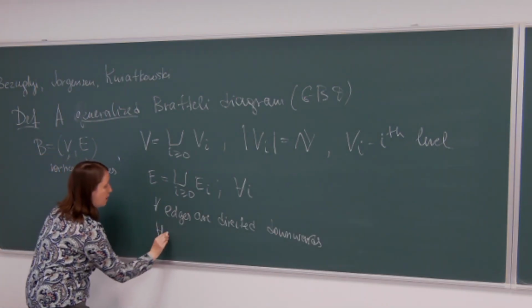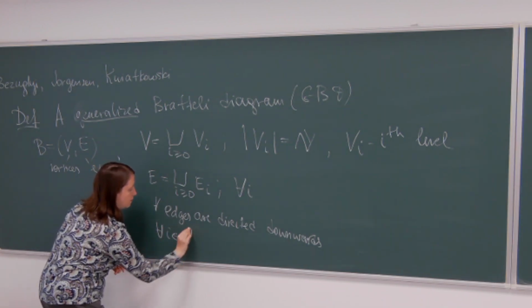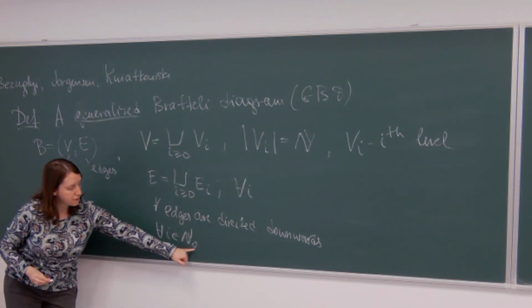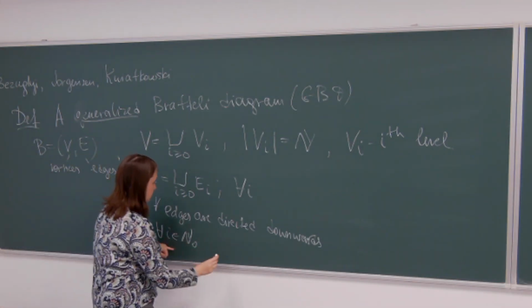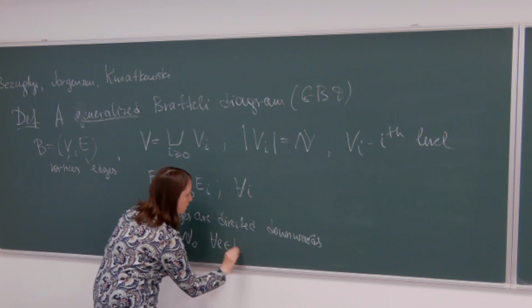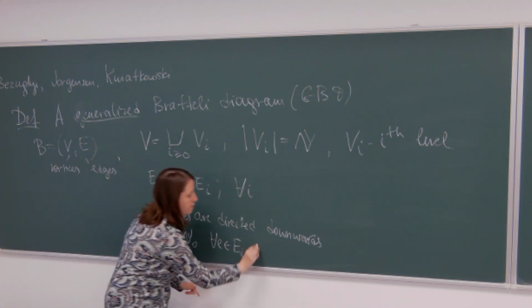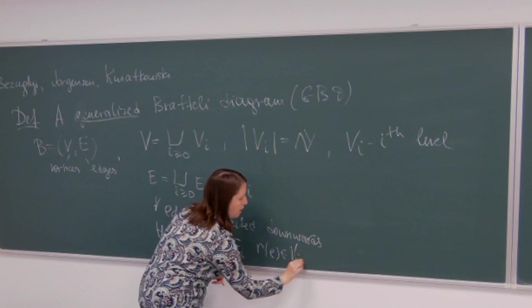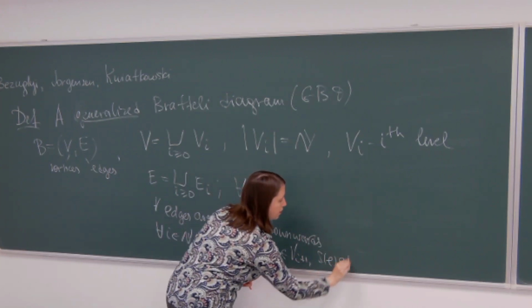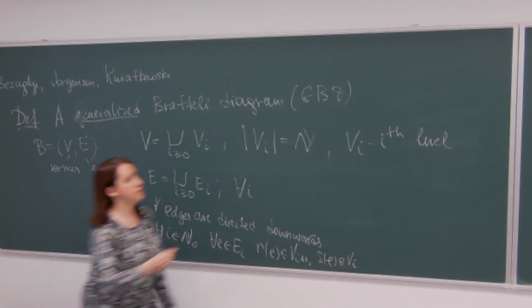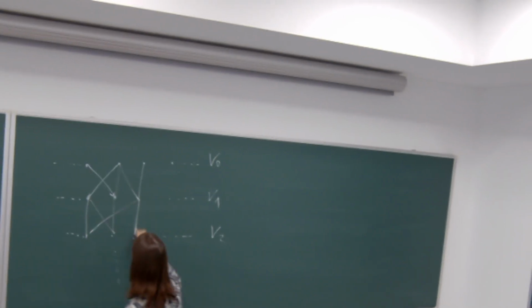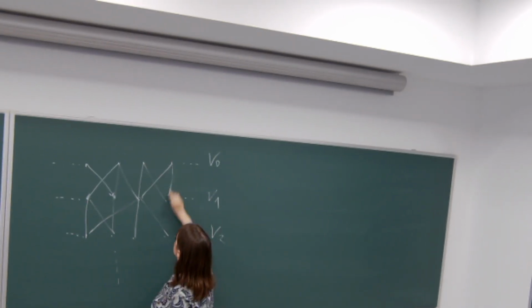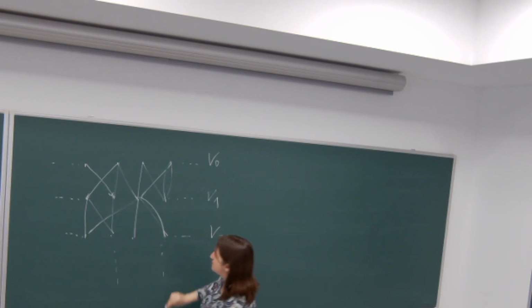So for every i, let us denote by N_0 the set of natural numbers together with 0. So for every level i, for every e in E_i, the range of e belongs to V_{i+1} and the source of e belongs to V_i. So we draw edges like this. There can be multiple edges between vertices and so on.